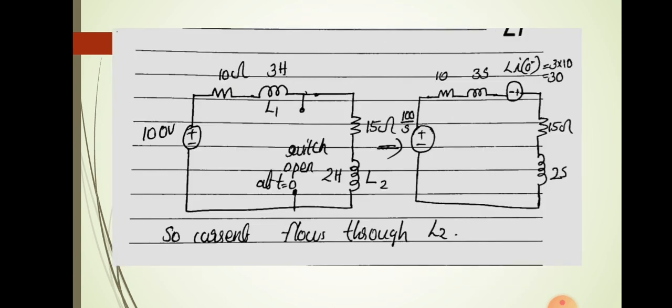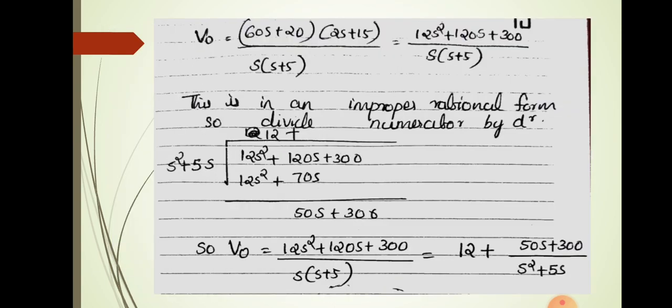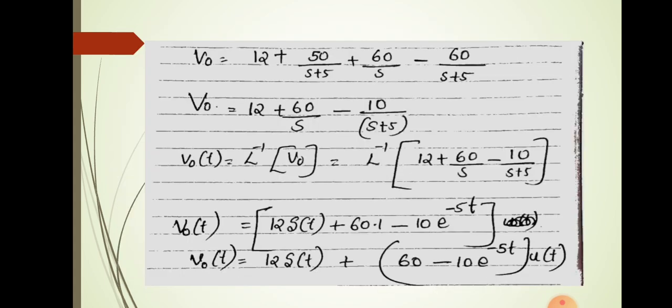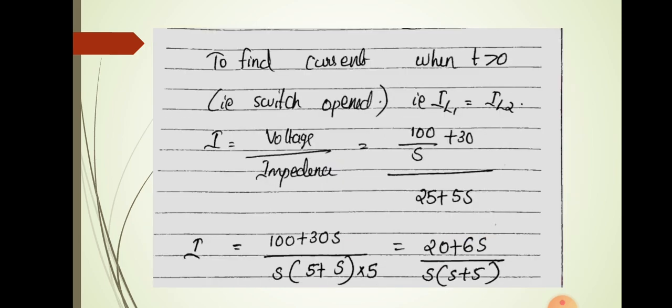And that voltage equation is V0 of t equal to 12 into del of t plus 60 minus 10 into e raised to minus 5t into u of t. Now we have the value of voltage V0. To find the current value when t is greater than or equal to 0, that means when the switch is opened, you know that current starts flowing through this complete circuit.